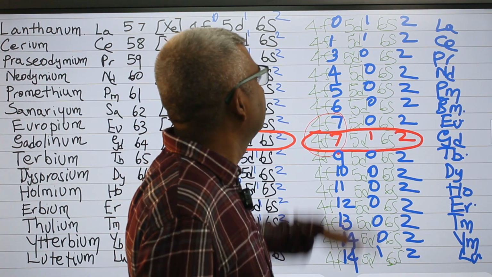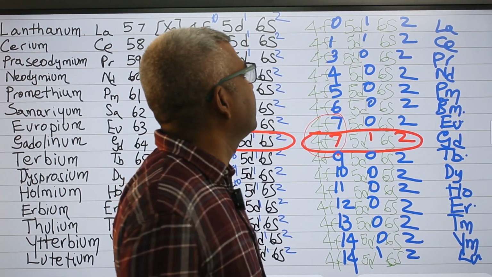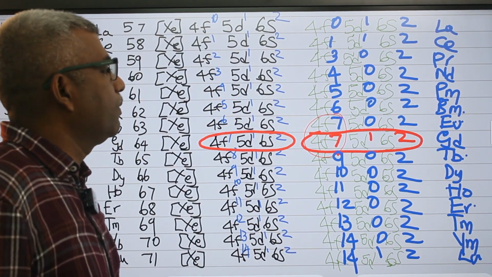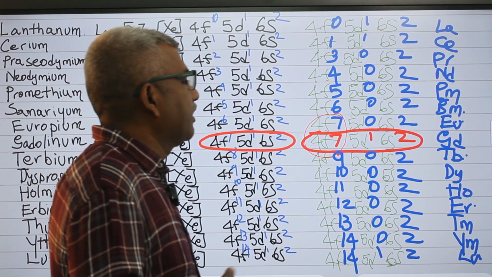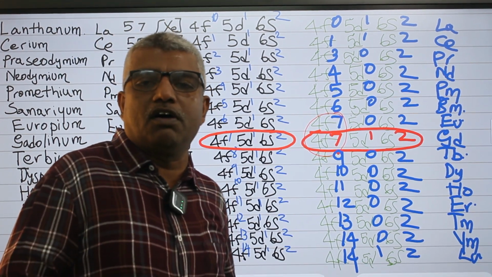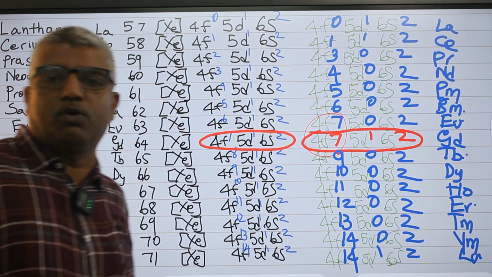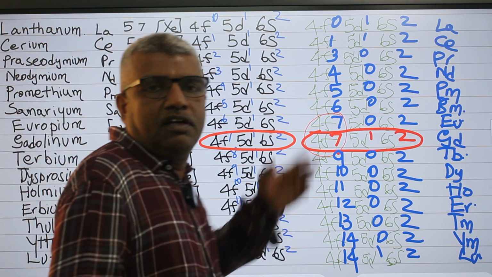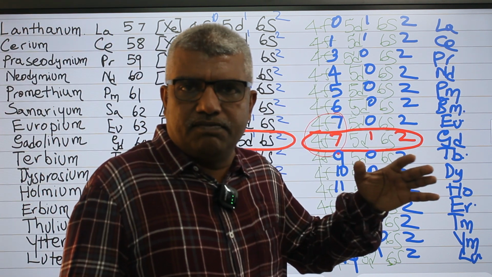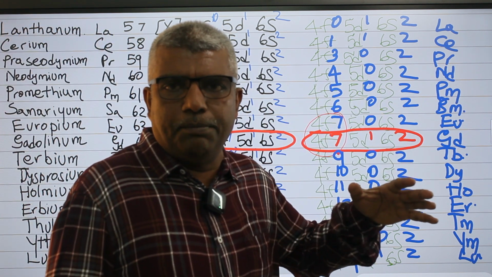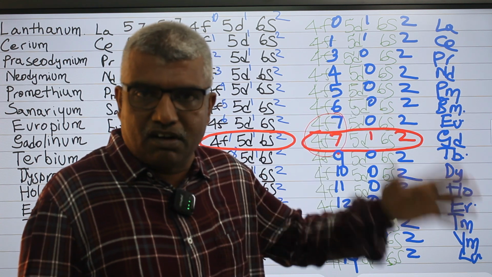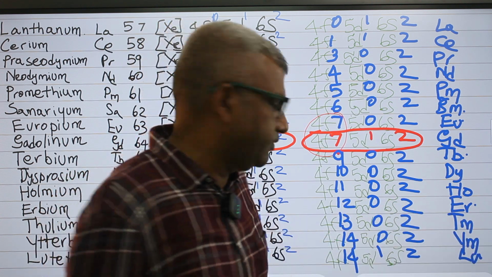Focus on this one. Okay. Lanthanum, cerium, praseodymium, neodymium, promethium, samarium, europium, gadolinium, terbium, dysprosium, holmium, erbium, thulium, ytterbium, lutetium. The mnemonic for remembering them follows.